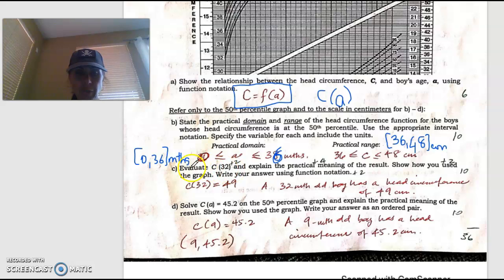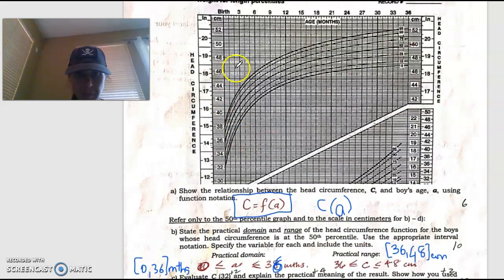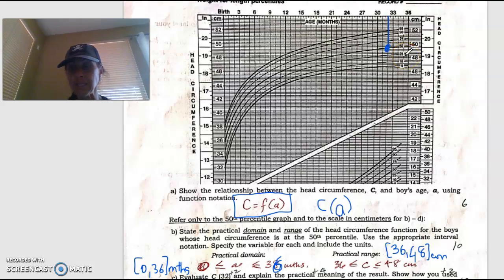Evaluate C of 32. In other words, find the value of C when the input is 32. So I go to my table and I look for 32. And again, note this question says explain how you did it. So I was okay if you had some line here and kind of voila, there it is, or you explained it in words.